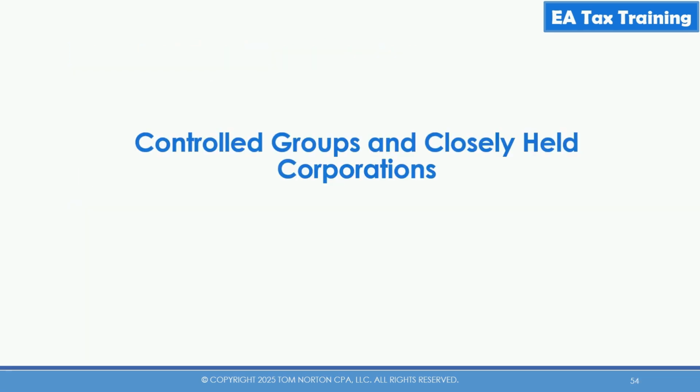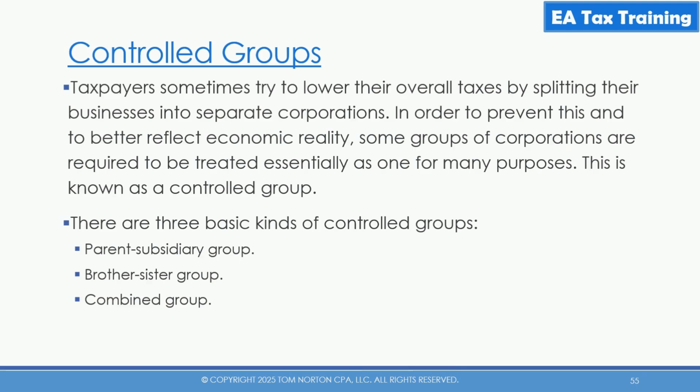Now let's move on to talk about controlled groups and closely held corporations. Taxpayers will sometimes try to lower their overall taxes by splitting their businesses into separate corporations. So they may split it into all these corporations, and then they may have different agreements between the corporations. They might call it a management agreement or a service agreement or a rental agreement or something like that. And by doing this, they're trying to lower their overall tax liability.